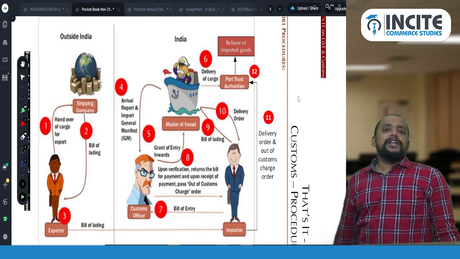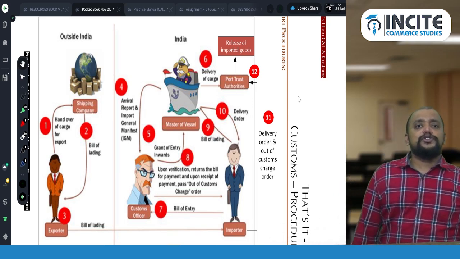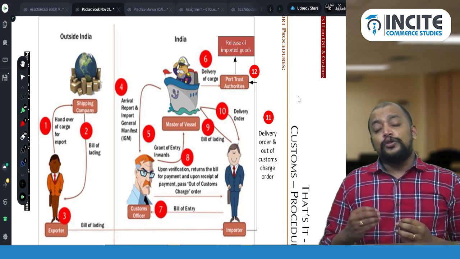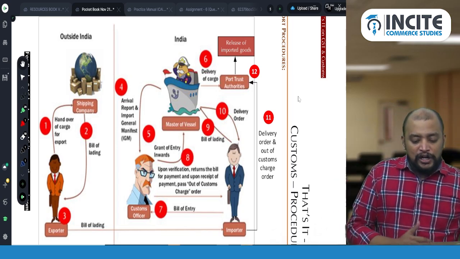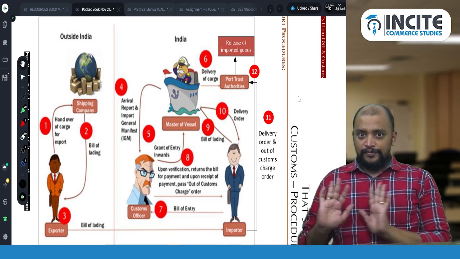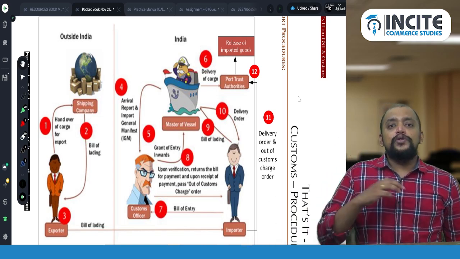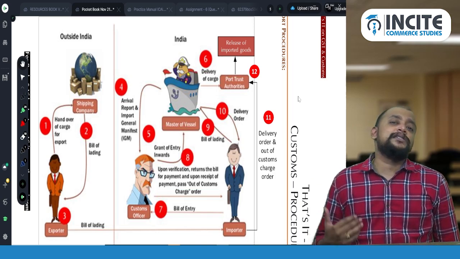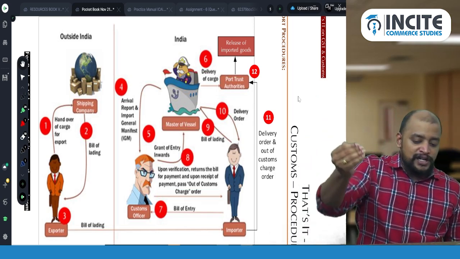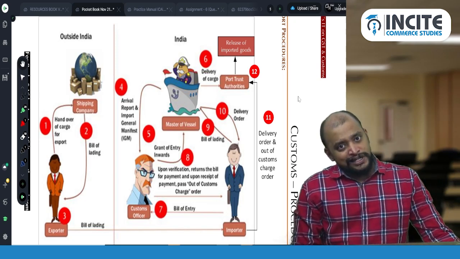Now the shipping company will give a document of title to the goods, known as the bill of lading, to the exporter. That exporter will send the bill of lading to the importer. Now the goods are handed over to the person in charge of the conveyance, and the person in charge of the conveyance will bring the vessel to India.